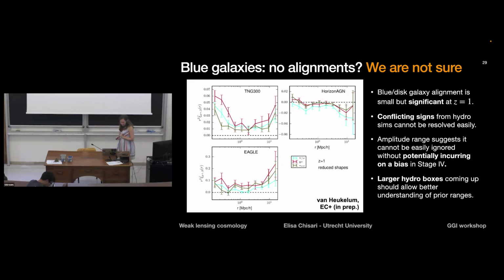So this is a problem. This is big enough that I might worry about completely nulling out the blue galaxy alignments for stage 4. So I don't think we should do that in the future. But it's unresolved, because understanding these conflicting results between the hydrosims is very difficult. They use different numerical techniques to come up with these galaxies. And unless we start from scratch and try to do a very deep comparison between these hydrosims, I don't think we're going to resolve this.